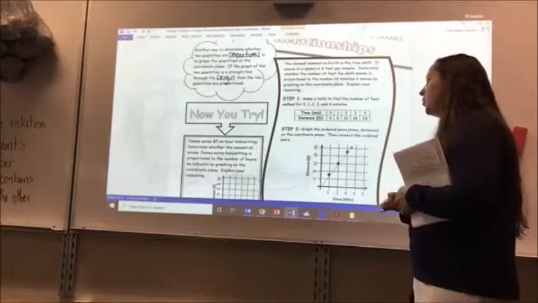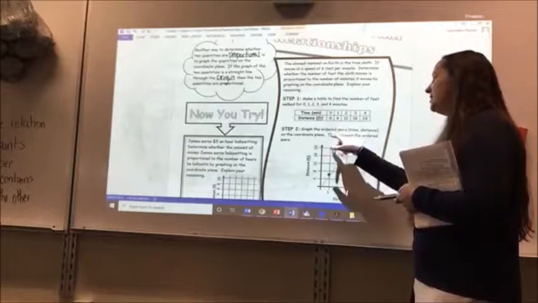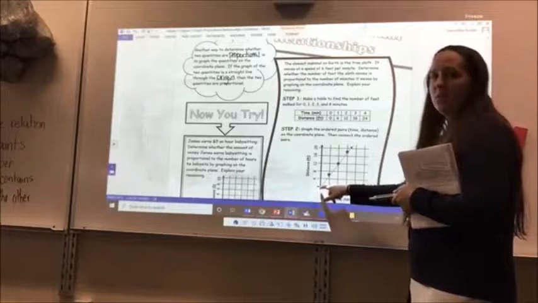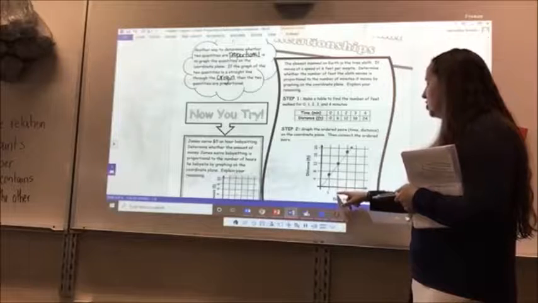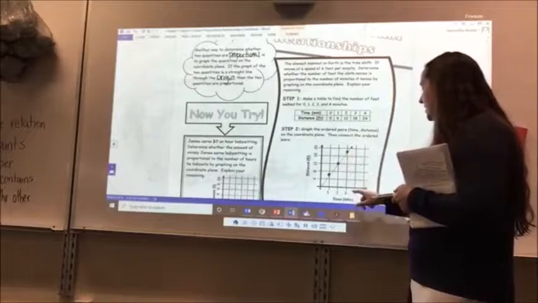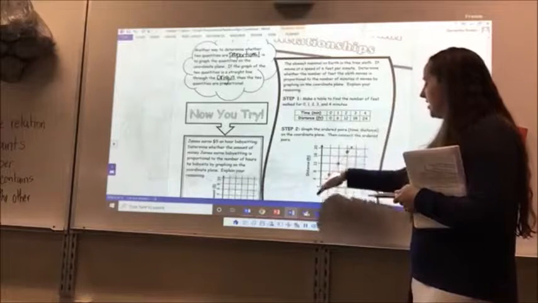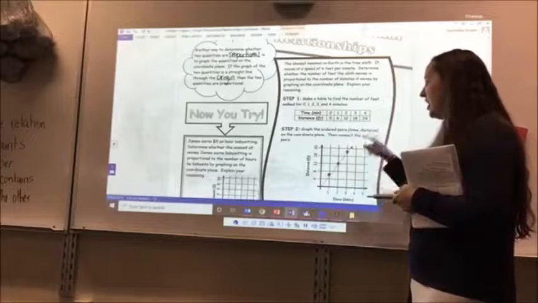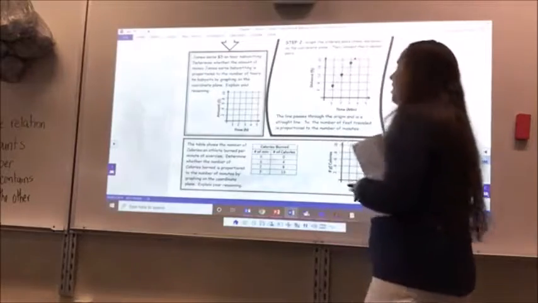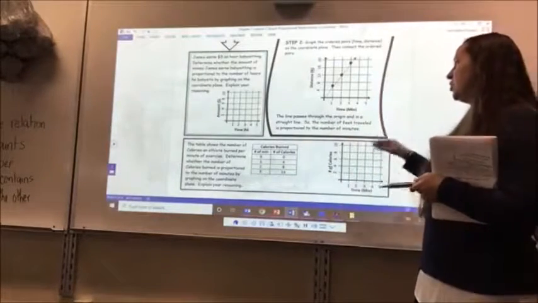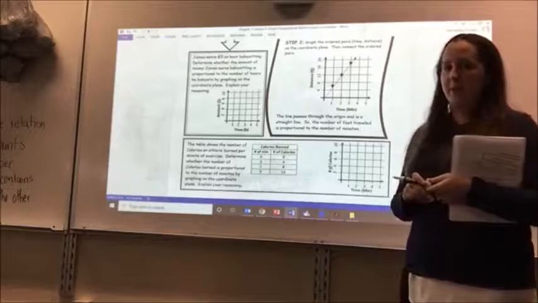Step 2 is to graph the ordered pairs. I'm graphing time versus distance. My first point, (0, 0), is at the origin. My second point is (1, 6). Then I do (2, 12), (3, 18), and (4, 24) would be off the graph. Then I use a ruler to form a straight line. It goes from the origin, and it's a straight line through each of the connected dots. This tells me the line passes through the origin and is a straight line. So the number of feet traveled is proportional to the number of minutes.